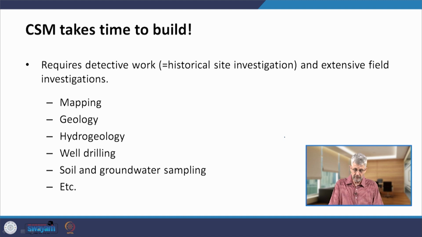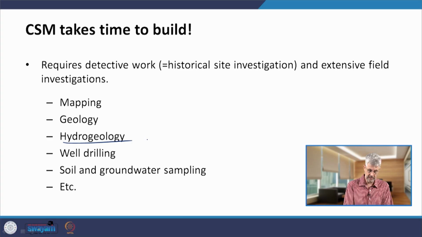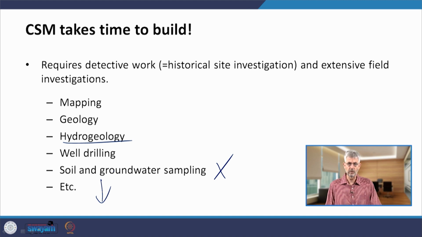It also involves extensive field investigations, starting with mapping, reviewing the geology, either from existing maps or from new information that can be obtained from well drilling. That also informs us about hydrogeology. And then, of course, we need to have groundwater and soil samples to take to a lab, have them analyzed and confirm what type of contaminants are present and at what concentrations. And that list is long. This takes another class to talk about site investigation, but for building a conceptual site model, one needs, first of all, time, patience, and a good amount of money.